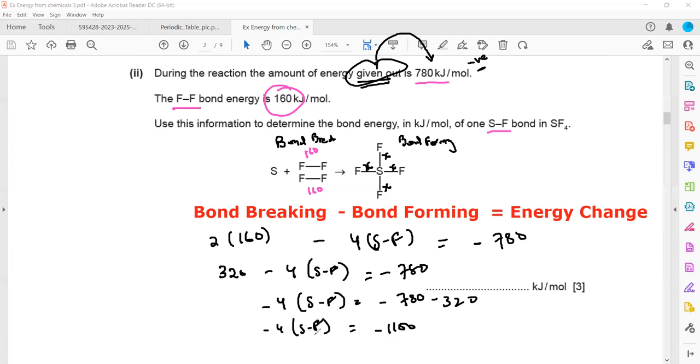If you want the SF bond, the minus 4 is multiplied on one side, so on the other side it will be divided. So the S-F bond energy will equal minus 1100 divided by minus 4, which comes out as 275 kilojoules per mole. The final answer is 275 kilojoules per mole. Is this example clear?